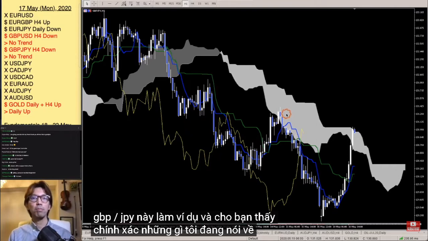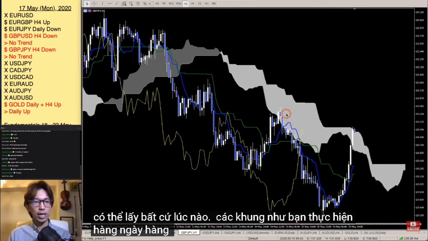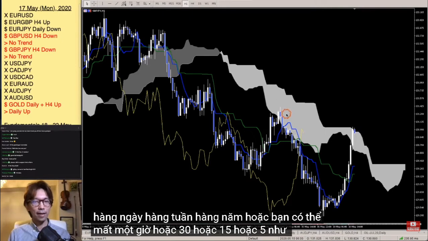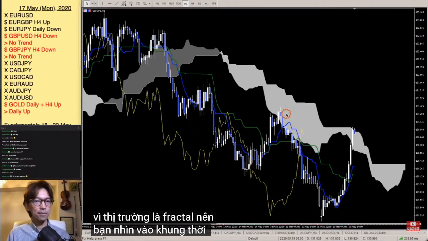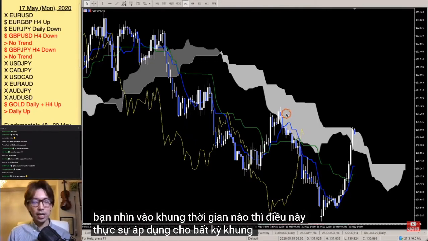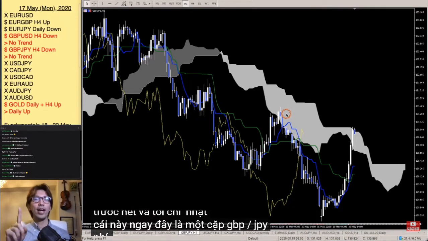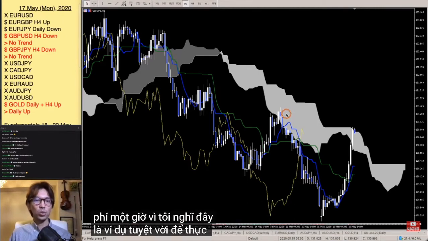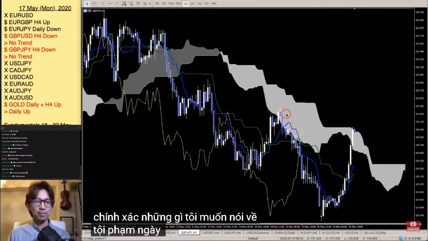When you look at the Kumo, you can take any time frame, like daily, weekly, monthly, yearly, or 1 hour or 30 or 15 or 5. Because the market is fractal, this applies to any time frame. I just picked this one, the GBP JPY 1 hour chart, because I think it is a great example to capture exactly what I want to say about the Kumo today.